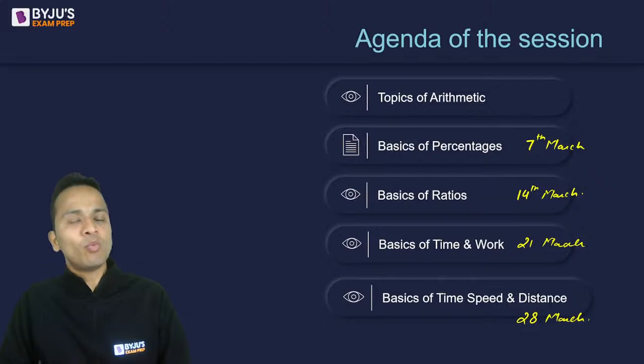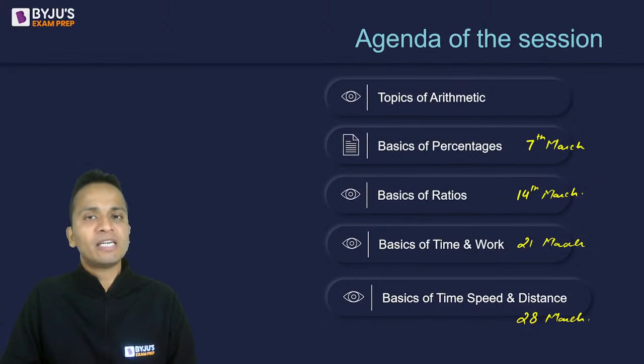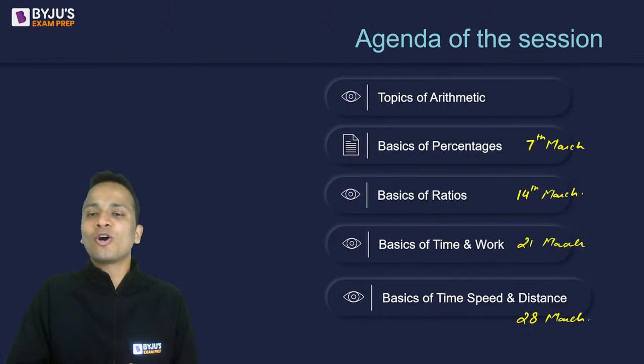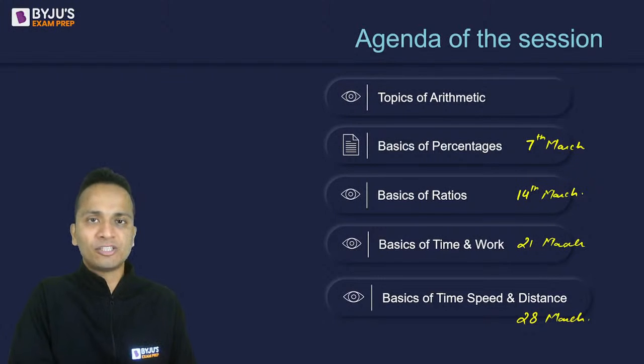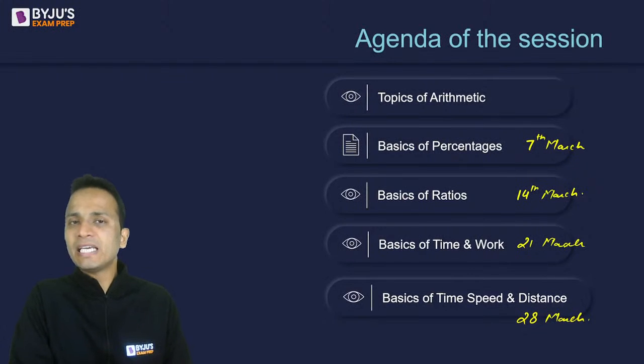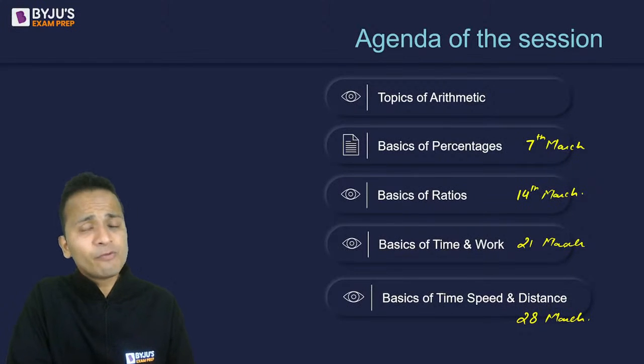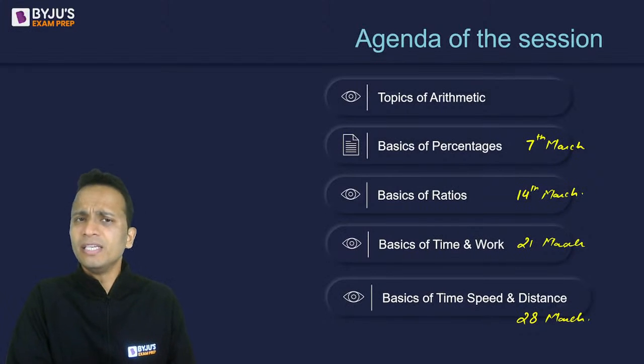After which you'll have again 1 week to work on time and work. We'll discuss everything on 21st of March. And then again 1 week to work on time, speed, distance. And we'll discuss everything on 18th of March. So likewise, we'll be taking each and every topic in this series of sessions that we have prepared for all the aspirants for CAT 2023 and other management entrance examinations that will come around that time.